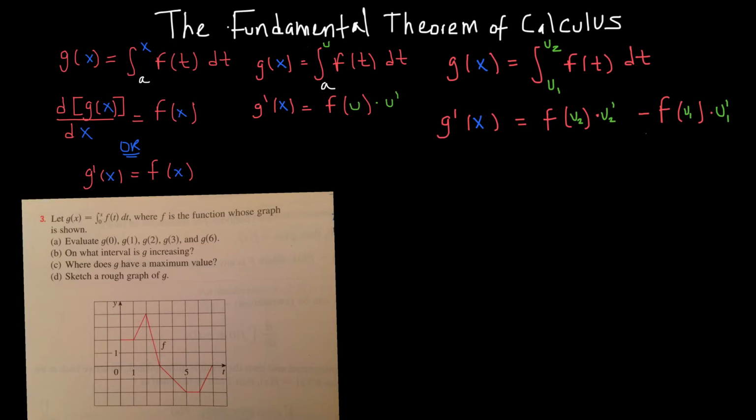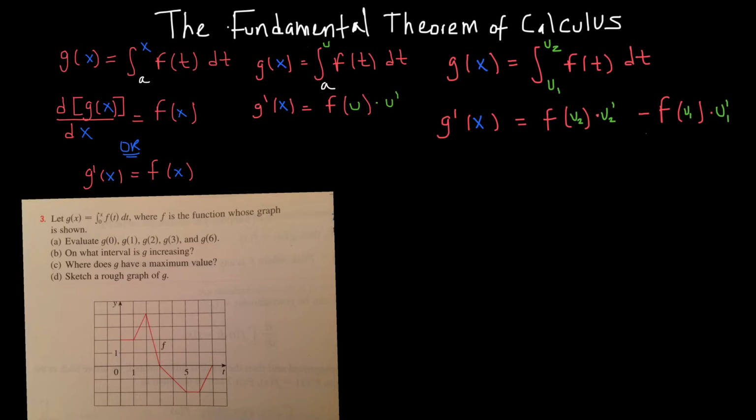This question I like because it kind of goes with what the AP test will ask you. These are the questions you can expect on a free response part of the test. So it's got A, B, C, D. The first part, I'm only going to answer a few questions from here, okay? So the first part says evaluate g of 0, g of 1, g of 2, g of 3, g of 6. I'm just going to try a couple.